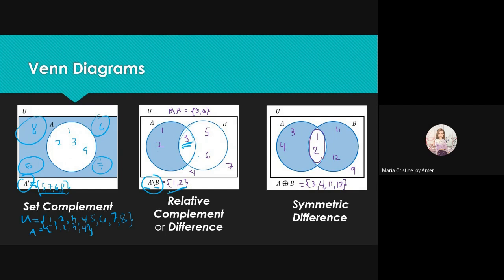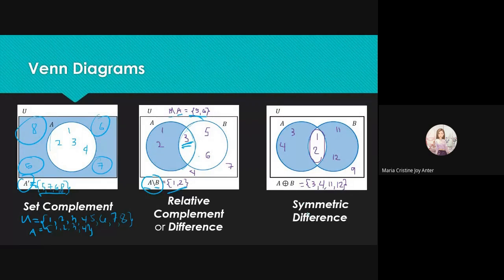Miss, what if it is reversed? B complement A, or B minus A. What you will do is reverse it: see what remains in set B after removing what is common with set A. So 5 and 6 remain. B backslash A is 5 and 6. It depends on which elements are in B but not in A. Those are what remain.